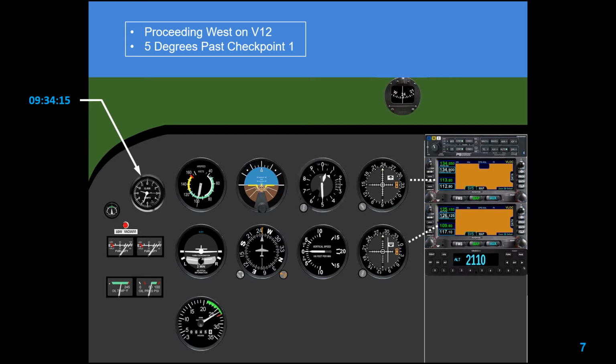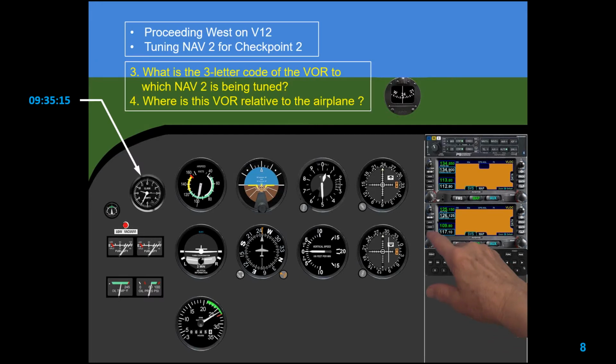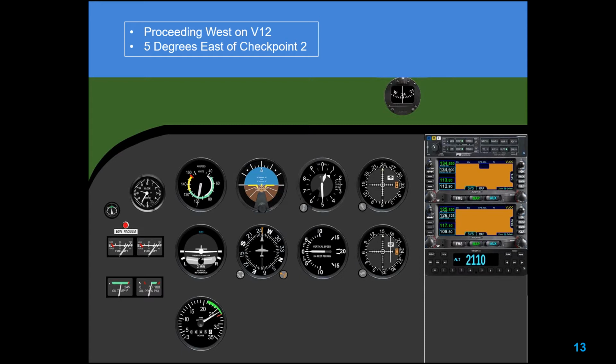Okay, taking off from there, we continue down Victor 12 towards the Wichita VOR. We're now 5 degrees past checkpoint 1. Checkpoint 2 is identified off a different VOR, so we're going to have to switch the radios to tune to the next checkpoint. Okay, we're proceeding west on Victor 12 again, 5 degrees east of checkpoint 2.